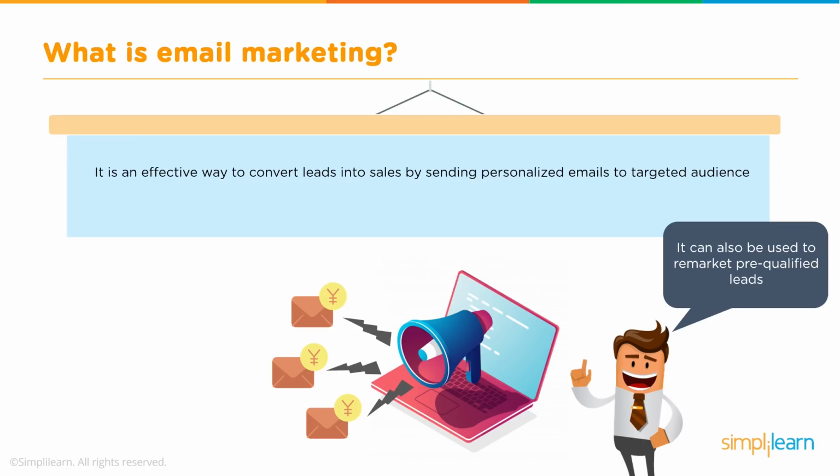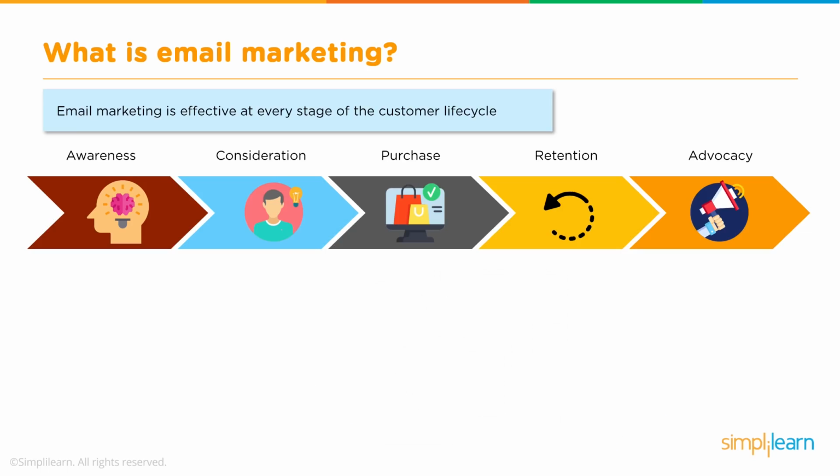It can also be used to remarket pre-qualified leads. So anybody who's pre-qualified, we can go ahead and communicate with them as well. Email marketing is very effective at different stages in the funnel. When I say funnel, I mean the customer life cycle. So we have awareness, consideration, purchase, retention, and advocacy. Let's talk about each one of these parts of the funnel or customer life cycle, if you will.